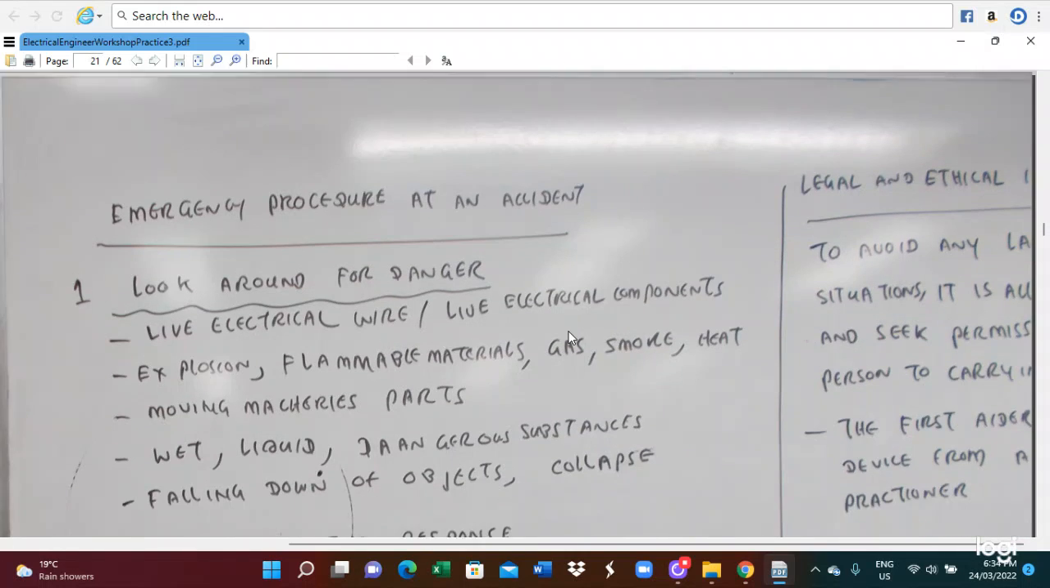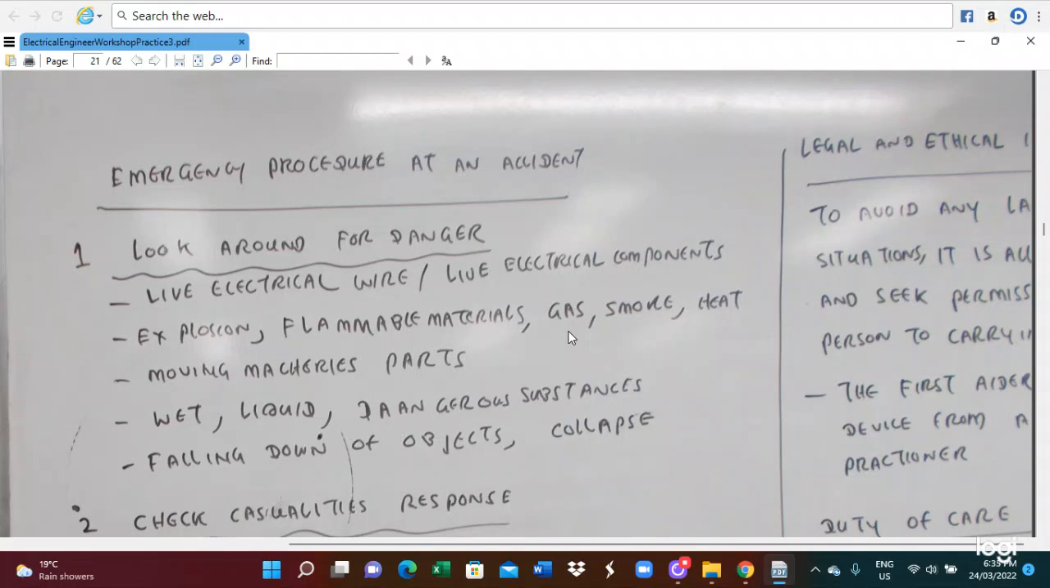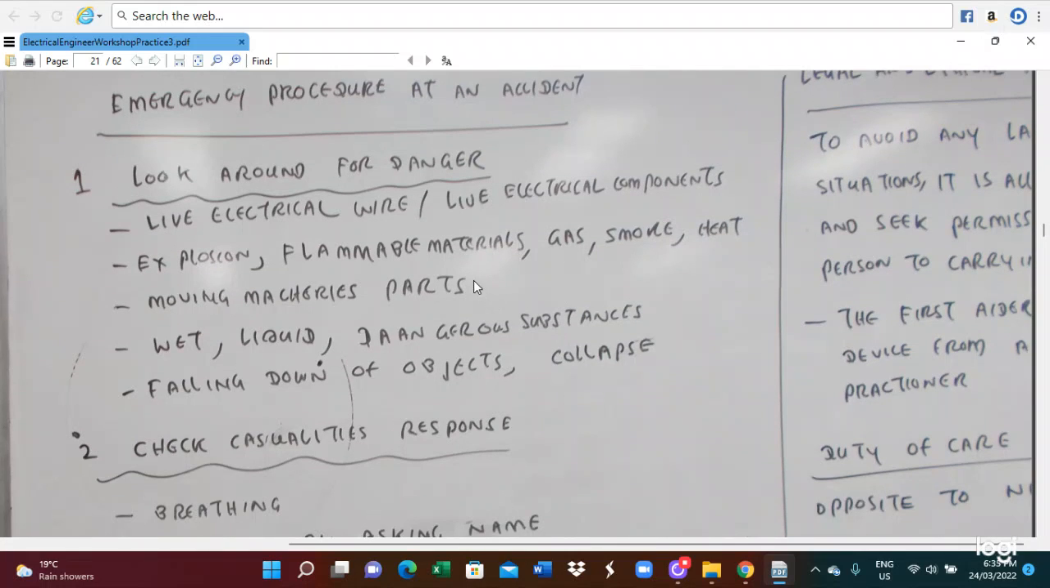The emergency procedure for an accident. Firstly, when the emergency happens, you have to look around for danger. In this case, live electrical wires, live electrical components, explosions, flammable material, gas, smoke, and heat need to be checked. You also need to check for moving machinery parts, and for liquid and dangerous substances falling down from objects.